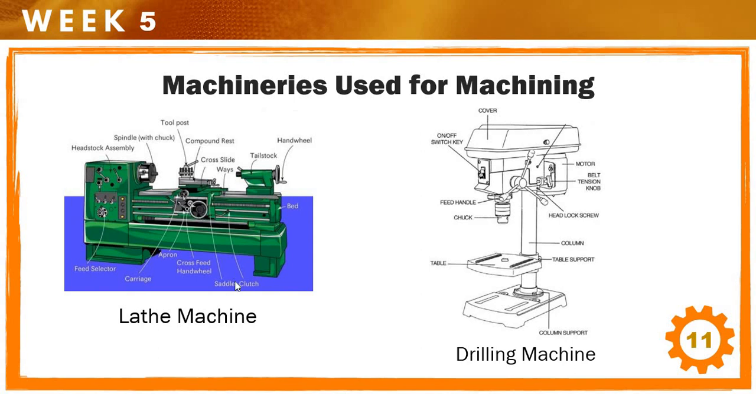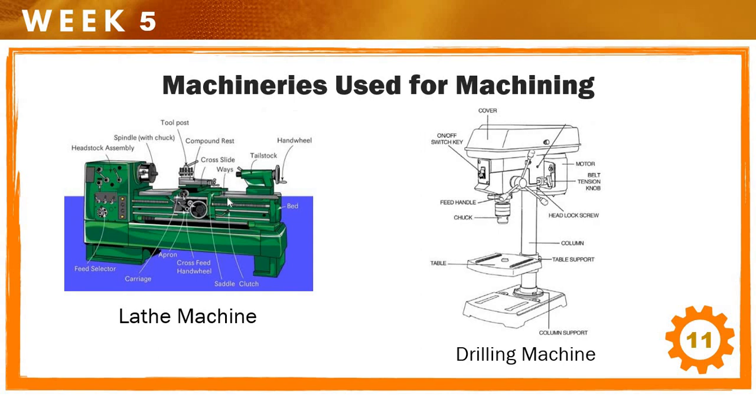Then you have here the saddle. The saddle holds the control parts that are used by the machinist. Then you have the clutch, another control part of the saddle. The next is the hand wheel. The hand wheel is used for adjusting the tool. Then the tailstock, the one that holds the tool. And what is this? The cross slide. Another part of this controller, the cross feed hand wheel.